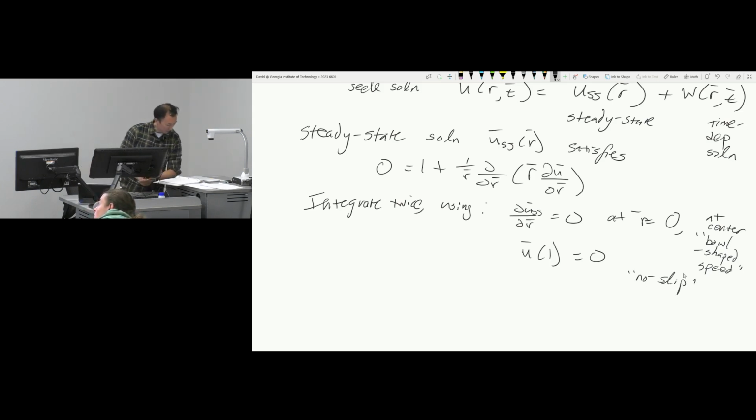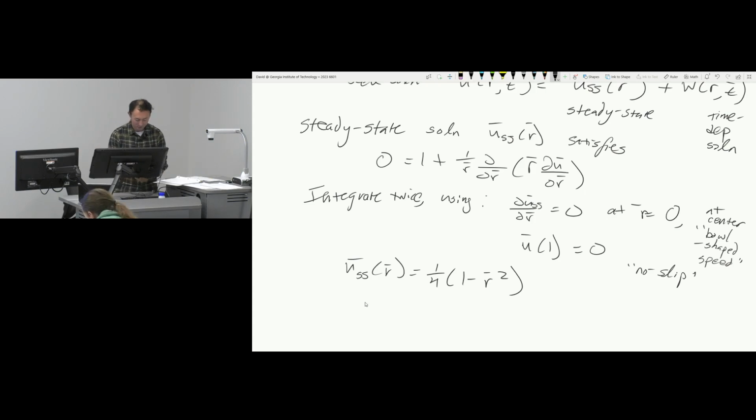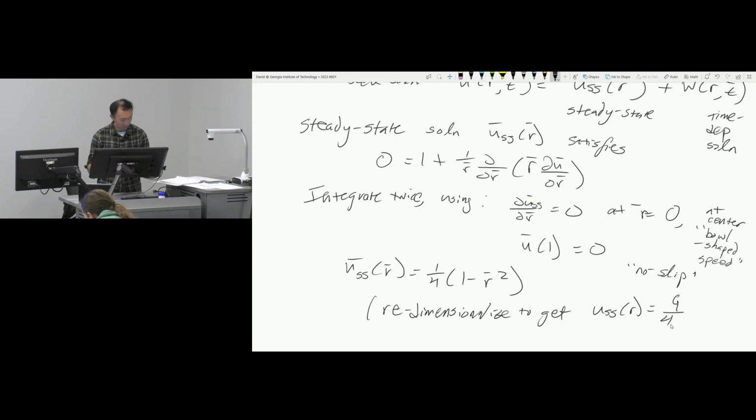Okay, and I'll tell you that if you integrate twice, it's going to look like this. So that original solution I wrote looks like this in the dimensionless world that we're in: 1/4 (1 minus r squared). And you could redimensionalize to get what we had before. US of r was G over 4 mu times (r naught squared minus little r squared).